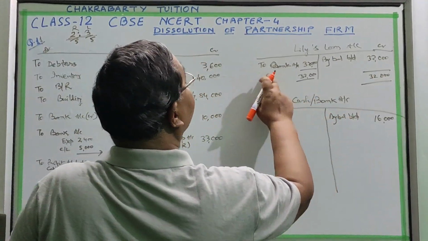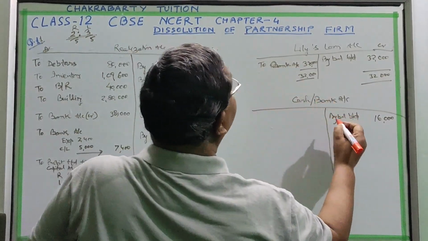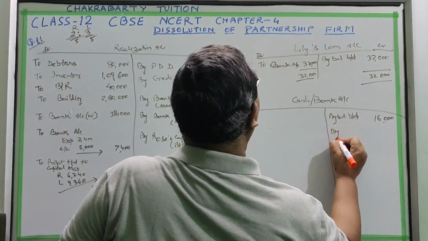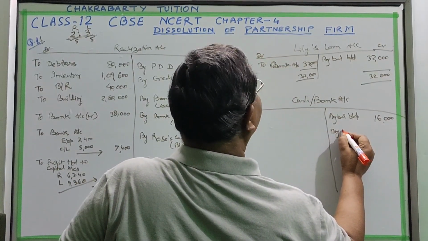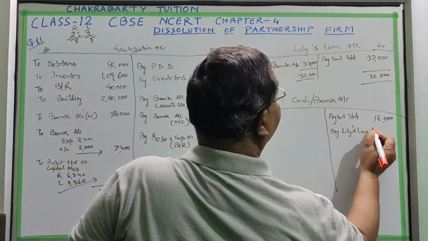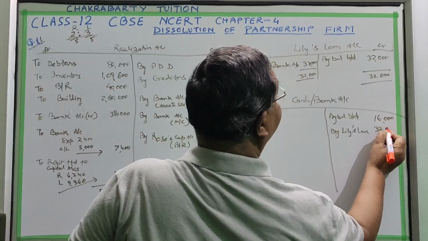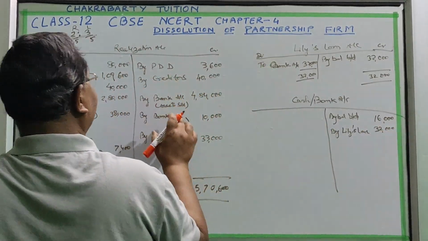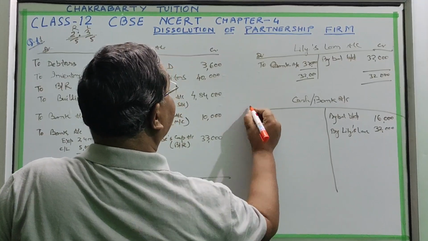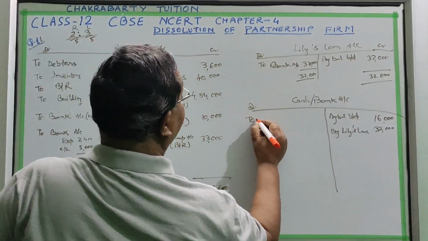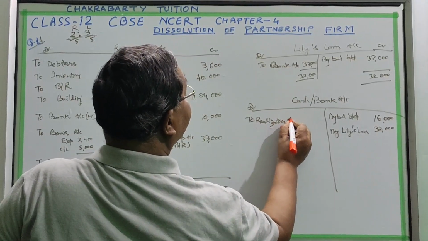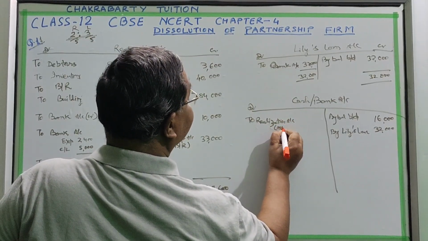And here to bank account means this is your debit side. So here we will write by Lily's loan account, loan 32,000 we will pay. And here whatever bank is there, bank account is debit, so we will write to debit side, to realization account. In bracket you can write assets.